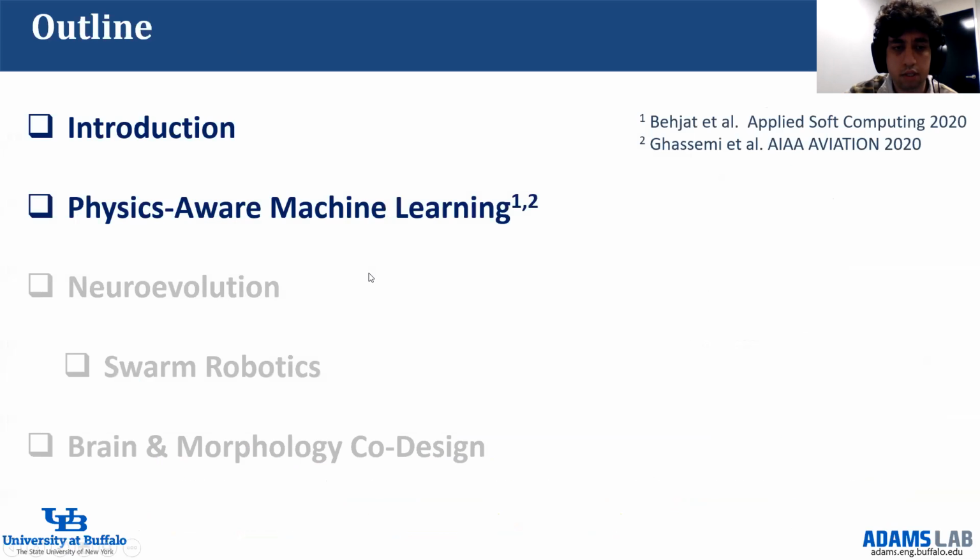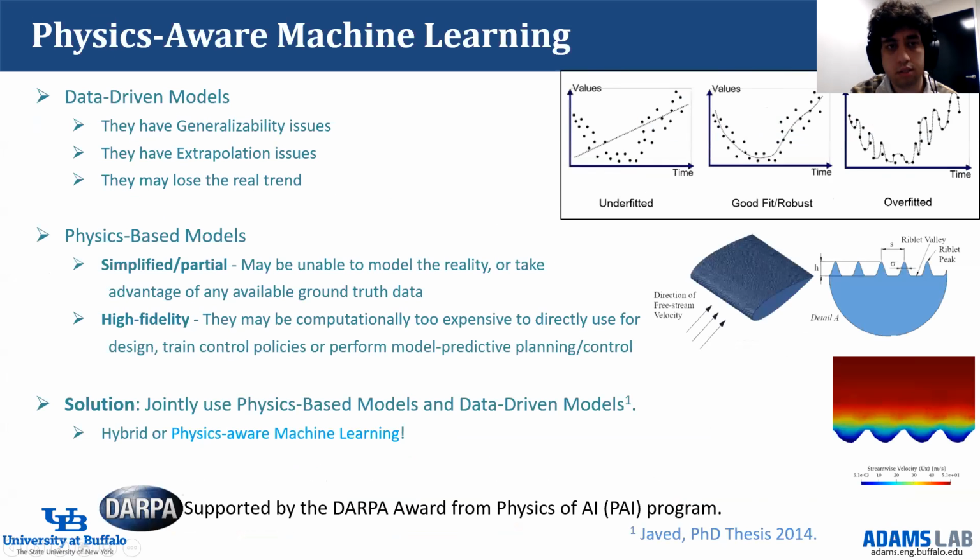So let me start with physics-aware machine learning. There are multiple papers we have, but I list these 2 here, which are more correlated to this talk. As background, physics-aware machine learning is probably not new for people in this talk, but as a small introduction, we have data-driven models which are computationally efficient for us, but they have a generalizability issue. It is not easy for them to predict outside of the distribution of the samples we have for them in the training process. And sometimes they don't even follow the right trend when they're doing the prediction.